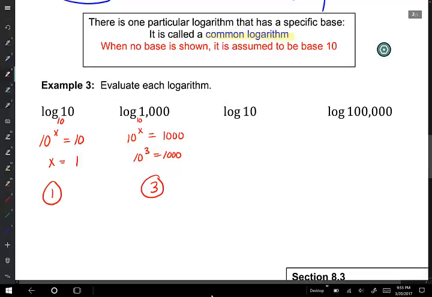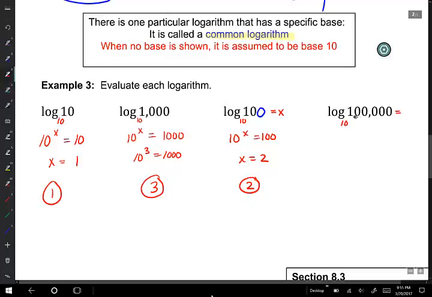Our third one is a mistype. I was supposed to have the log of 100. So we're really saying log base 10 of 100 equals what? Well, 10 to the what equals 100. Pretty straightforward. I think you would see that x equals 2. So my answer is 2. Let's look at our last one.